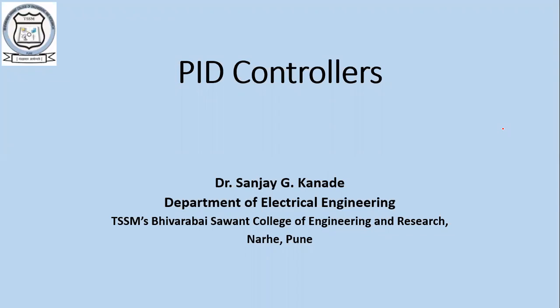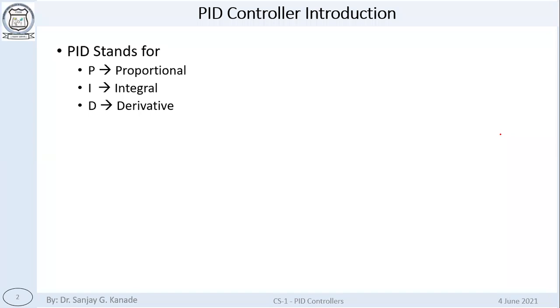Okay, so for designing PID controllers, of course, we first have to know what a PID controller is. As the name stands for, PID is P for proportional, I for integral, and D for derivative. Okay, P proportional, I integral, D derivative. So these are the three components of a PID controller, which we may use in our system.